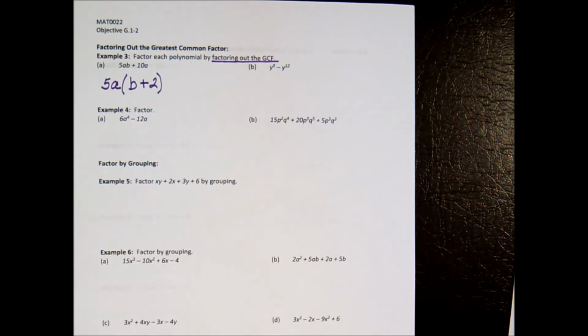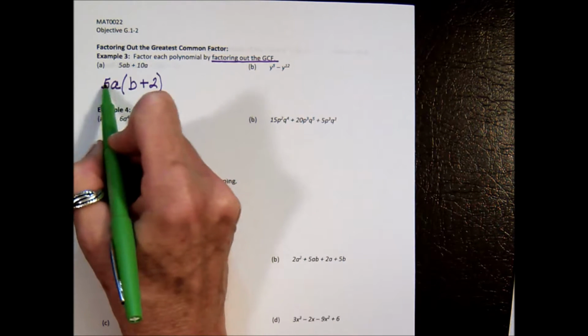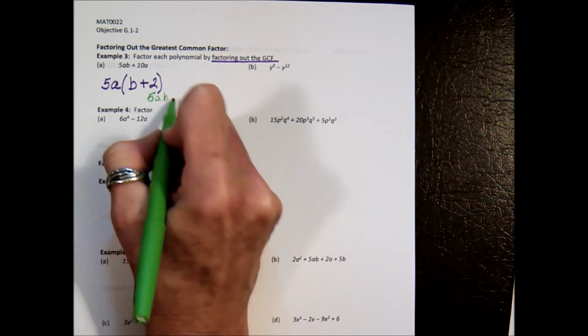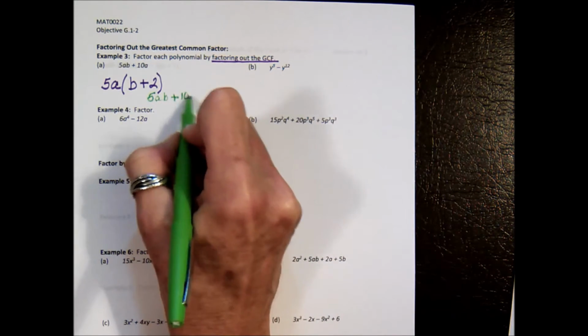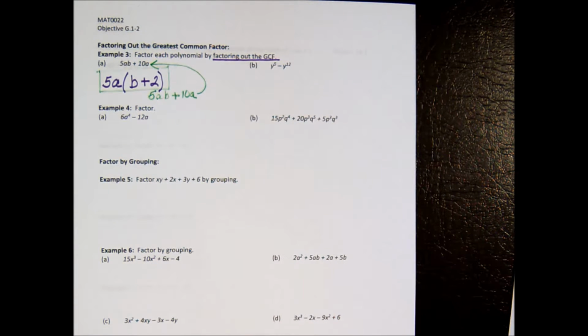Now what's nice about factoring is that it's very easy to check it. I can check it by distributing. 5a distributed to b would be 5ab, and 5a times positive 2 is 10a, and what I get is what I started with. So I know that my answer, the factored form, actually works.